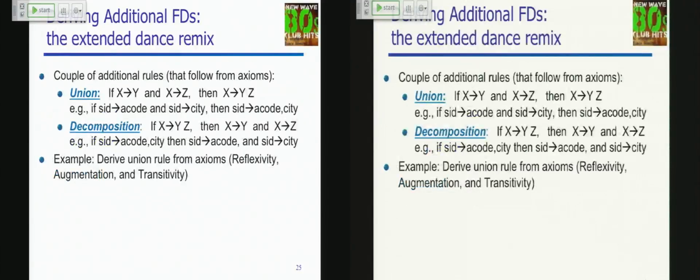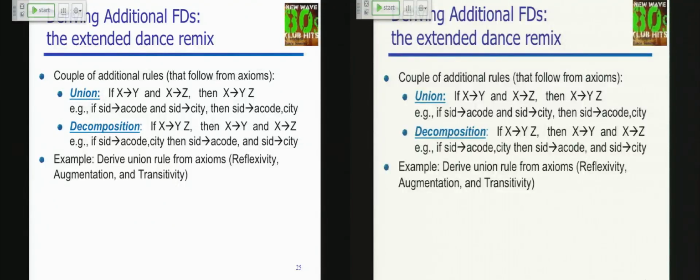Based on these three, we can come up with additional rules. We can also prove union, that if I know x gives you y and x gives you z, that means x gives you the union of y and z. So if I know SID gives you area code and I know SID gives you city, then I can put these together and say SID gives you area code and city. And I can also decompose. If I know x gives you y and z, I know that x gives you y and x gives you z.